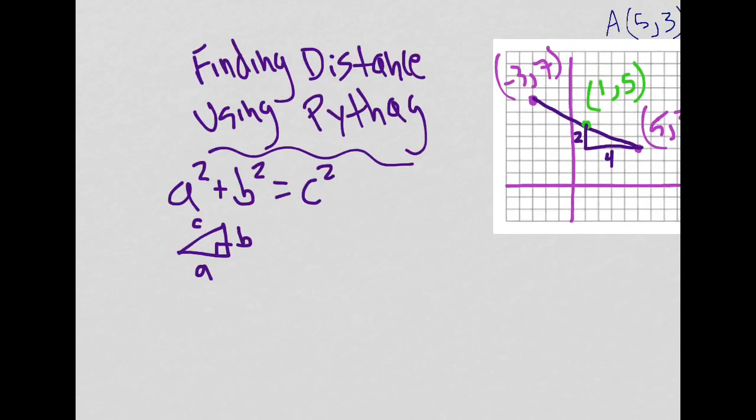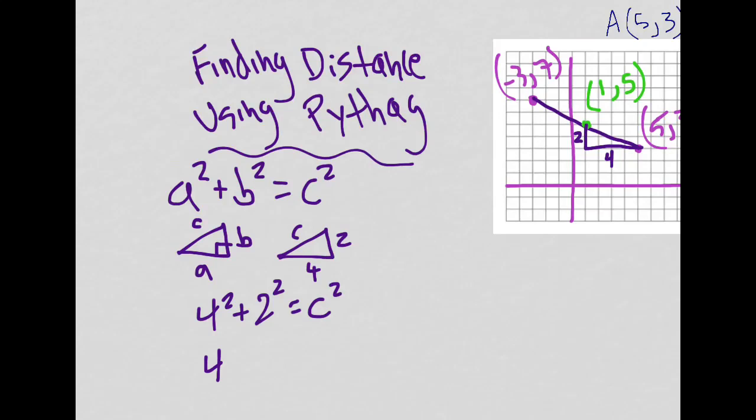So that's like saying over here on this triangle that we have 2 and 4, and we want to find c. So we can say that 4 squared plus 2 squared equals c squared. Do not make the mistake of saying that 4 squared plus 2 squared equals c squared is the same as 4 plus 2 equals c. It absolutely is not, but we can say this.